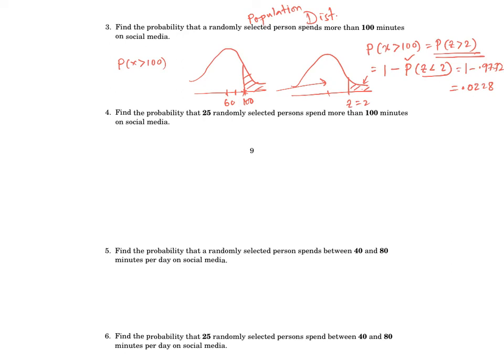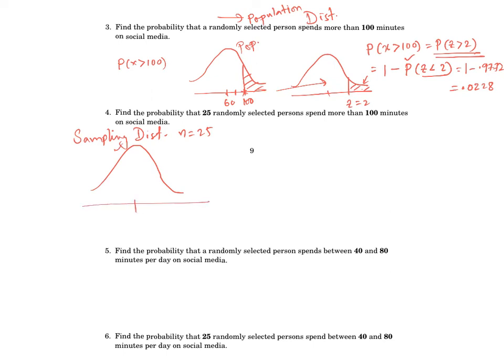Find the probability that 25 randomly selected persons spend more than 100 minutes on average. This one is the interesting one. Remember, this time you are not dealing with the population distribution. You are dealing with the sampling distribution with sample size n equal to 25. So this is the population, and this is the sampling distribution.